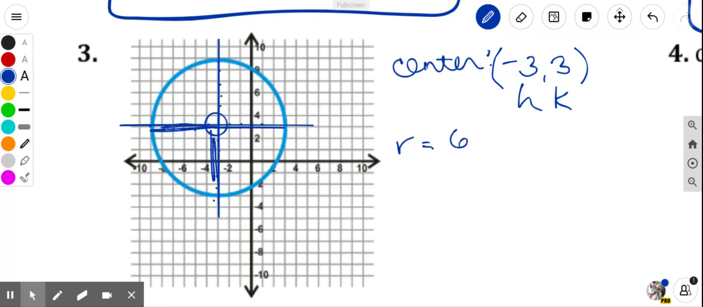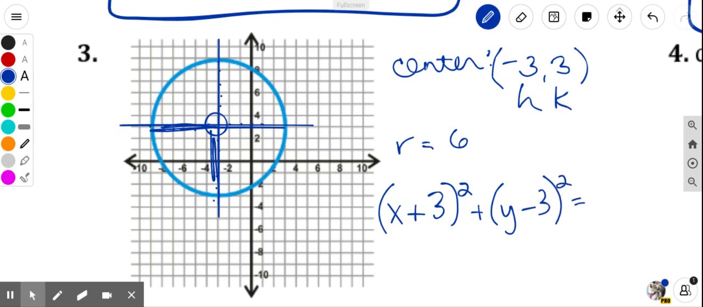Then if we want to take that and plug it into the equation, we're going to have x minus negative 3, which is plus 3, squared, plus (y minus 3) squared equals 6 squared, which is 36. So then that would be your answer.